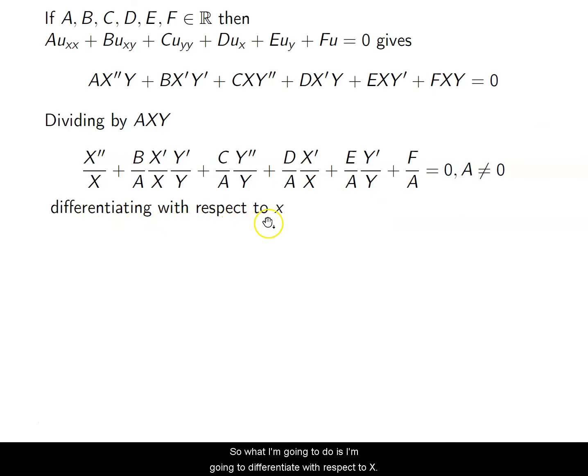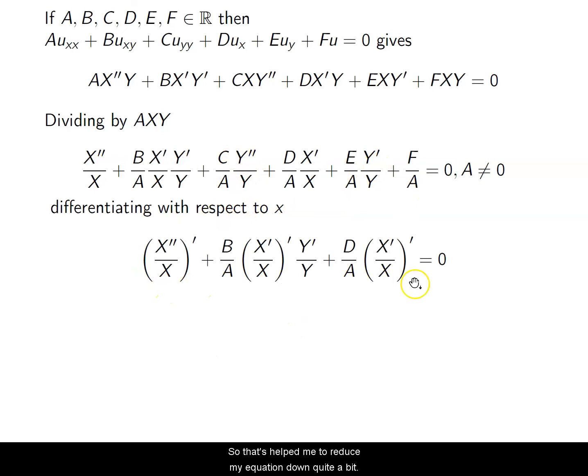So what I'm going to do is differentiate with respect to x, okay? So this whole function here, I'm not going to actually do the product rule. I'm just going to say, hey, this rational function here should be a derivative. This will be a derivative. This will be a derivative. These ones will go away, okay? Because these are considered constants in terms of x. This is not a function in x. This is not a function in x. This is not a function in x. It's a constant. So this one, and this one will all disappear. Okay, so that's helped me to reduce my equation down quite a bit.